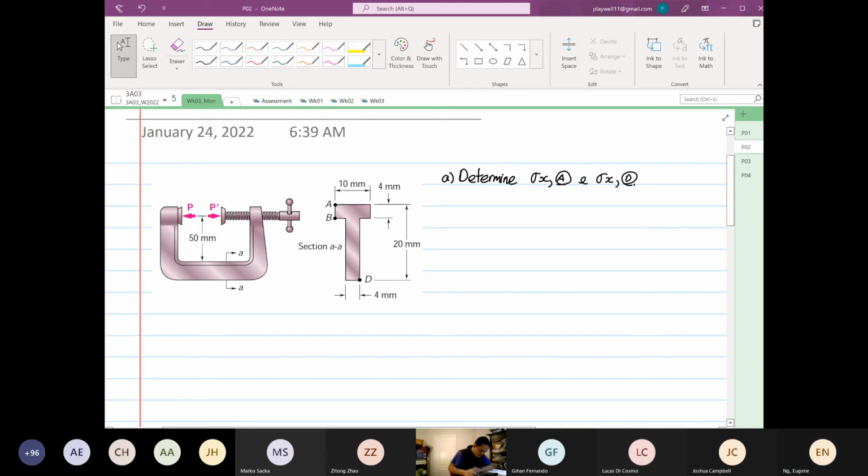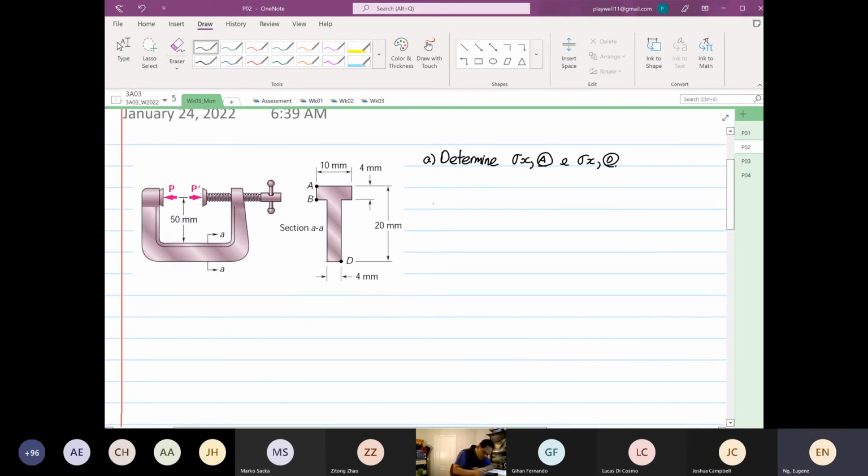So stress X, we've got the formula that we're going to apply. We know that this is plus Px over A. We know it's tension. Depending on where we're looking at, Mz over Izz multiplied by y. Px over A is the same for everything. So stress X at point A.